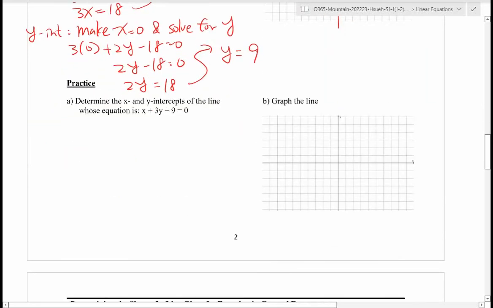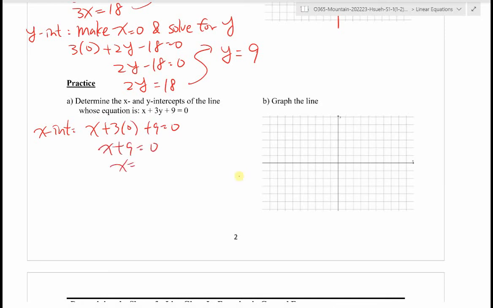Okay, so same thing. To find the x-intercept, you make y 0. So x plus 3 times 0 plus 9 equal to 0. x plus 9 equal to 0. So x is negative 9. That's your x-intercept. For the y-intercept, you make x 0.